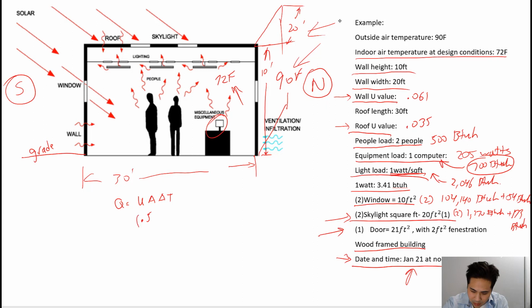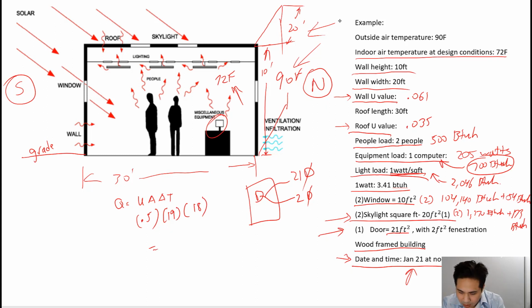0.5. And we need to get the area for the opaque portion of the door. So the door is 21 square feet total. And there's a 2 square foot window within the door. So the opaque portion of it is 19 square feet. So we're going to use 19 here. And delta T again is the outdoor air minus the indoor air, and that is 18. And that's going to give you 171 BTUs per hour.